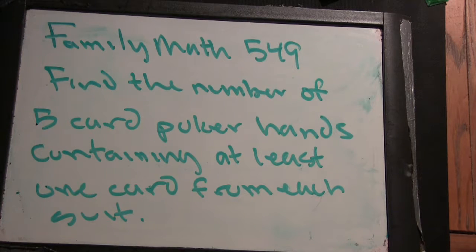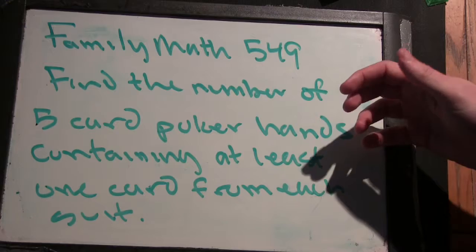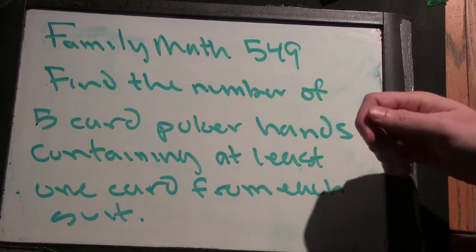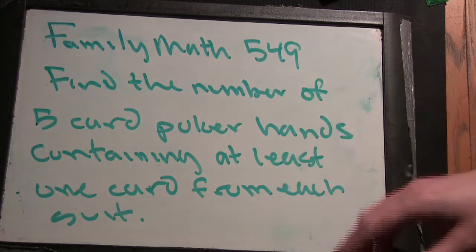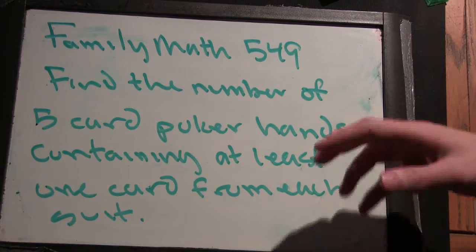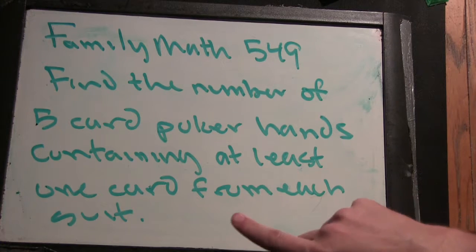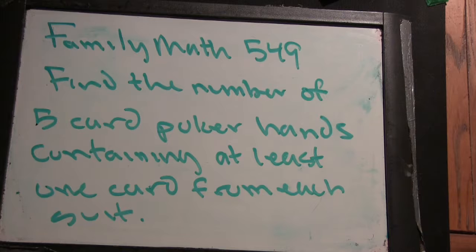Okay. So the way inclusion and exclusion works is it tackles complicated problems, like the one we're going to look at here, by breaking them down into simpler situations of things we want to be in and things we don't want to be in, and just making sure we've counted everything correctly. So the question here is: find the number of 5-card poker hands containing at least one card from each suit.